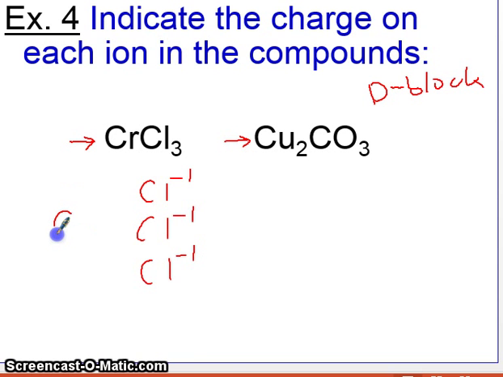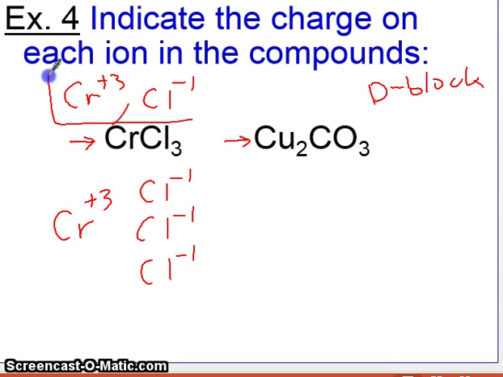Now, they are balanced by 1 chromium. So the big question is this: what must the charge of chromium be so that together it balances out all 3 of these chlorines? And obviously, it must be a +3 charge. And this is the answer. This is what you're supposed to do in this case. So really, the answer is chromium is a +3 charge, chlorine is a -1 charge. We've shown what these ions are if you break it apart.